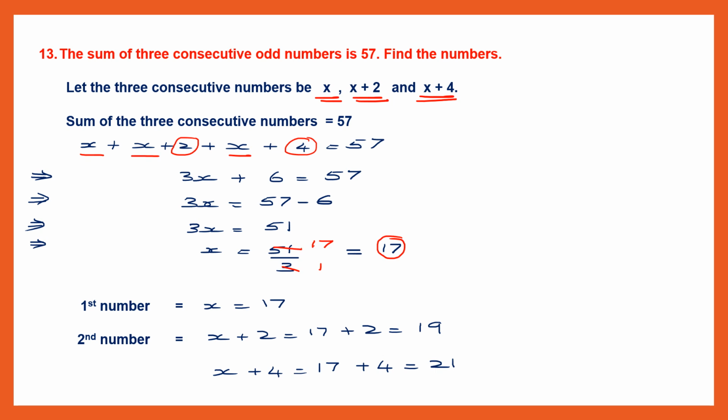So can you see the three numbers? 17, 19 and 21. They're all odd numbers and they come one after the other in the odd numbers. We are leaving out the even numbers in between. So what are the three numbers? The three numbers are 17, 19 and 21.